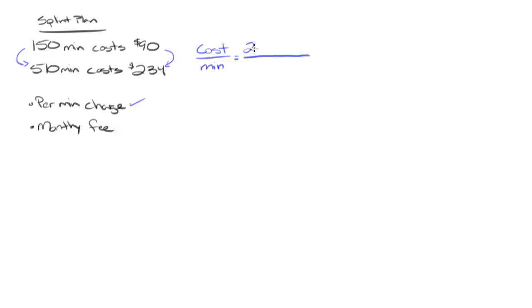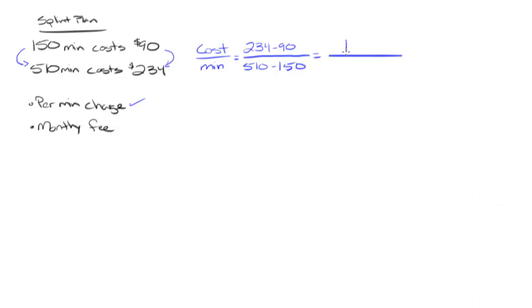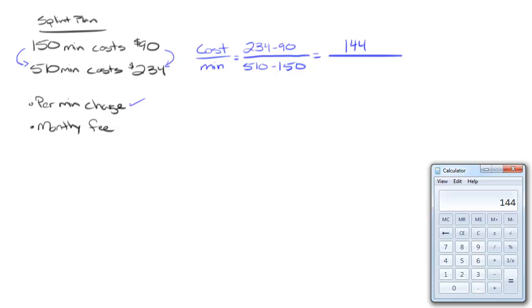So we have 234 minus 90. That will calculate our cost. And then we're going to do 510 minus the 150. Okay, so let's do those calculations. So 234 minus 90, that gives us 144. So the difference in these two plans is $144, and the number of minutes between them, 510 minus 150, is 360.